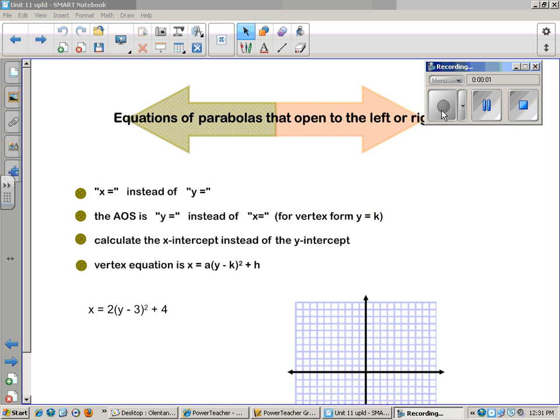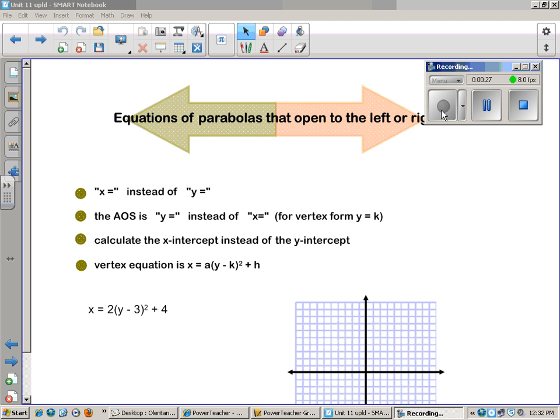Parabolas that open left and right. And we're not learning a new target, it's the same stuff. It's just that instead of everything being up and down, now it's all going to be left and right. So instead of the axis of symmetry being a vertical line, x equals, now it's going to be a horizontal line, and it's going to be y equals.